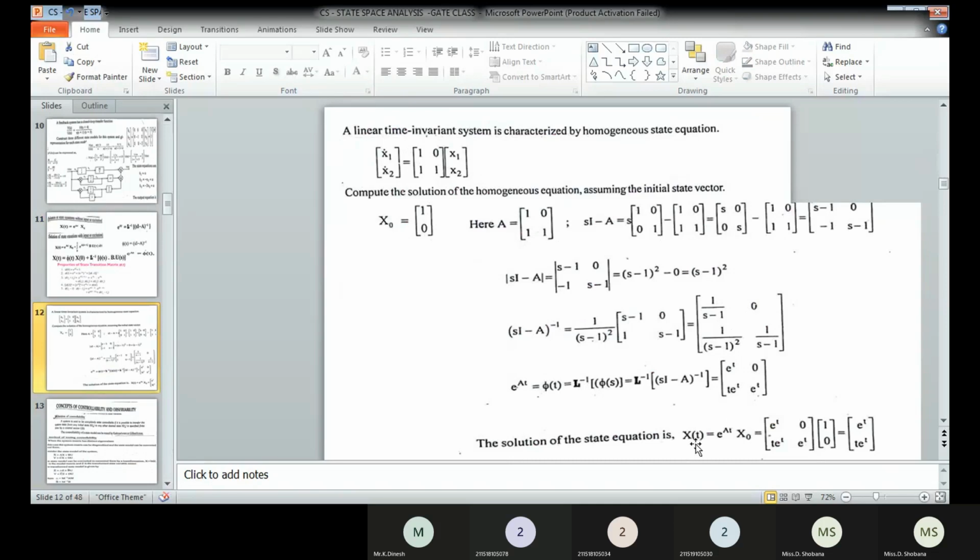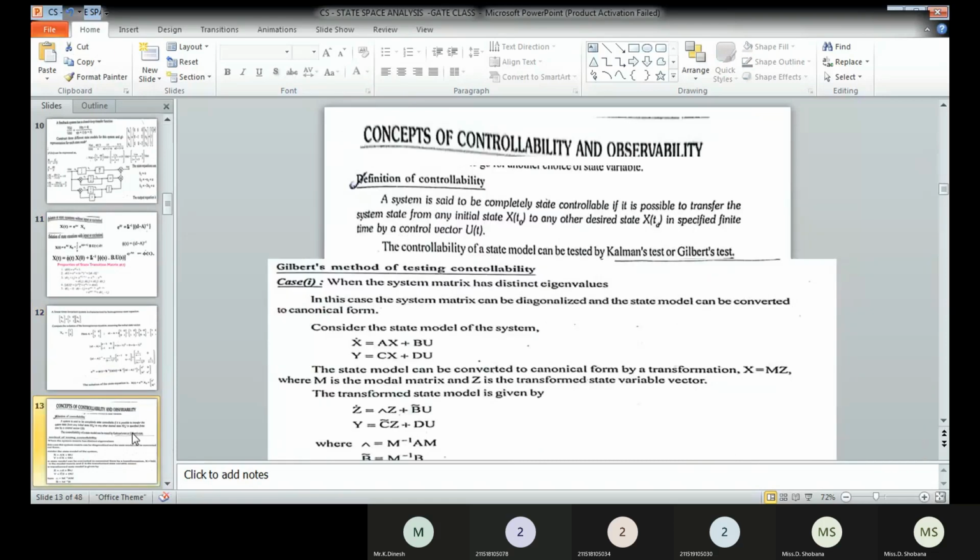Now you have to determine x of t. x of t is equal to e power At into x of 0. If you multiply with x of 0, you will be getting a column matrix as the resultant, that is t into e power t, and e power t. This is your solution for this particular state equation. Okay, so like that we can solve. The concept is very simple, and then we can go for the important topic in state space analysis.